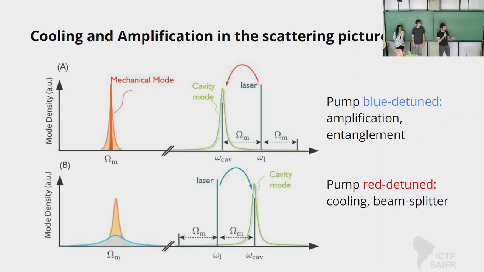And you can pump on the other side. If you pump red detuned, then you need some extra energy to scatter a photon into the cavity, and you get this energy from your mechanical mode. So this leads to cooling, to the ground state.